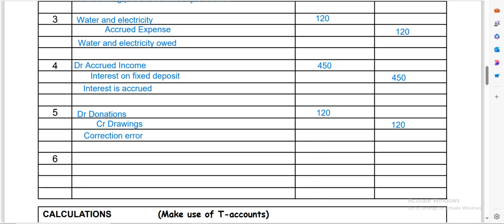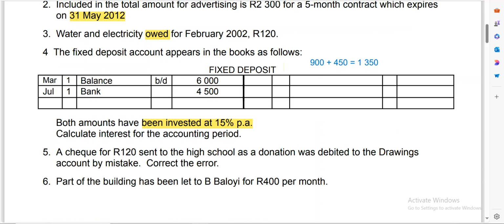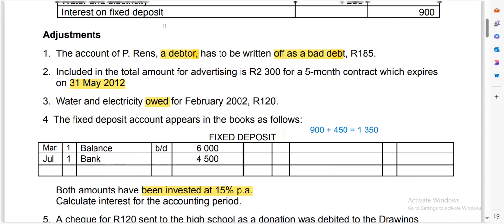Okay, now let's look at the last one. The last one here, they're saying that part of the building has been let to Baloyi for 400 per month. Now they didn't tell you where this person started to hire. When did he start to hire from us? But what we must do, we must make sure that we check whether rent received is equivalent to what we were supposed to receive. So now remember here, let's do it like this.